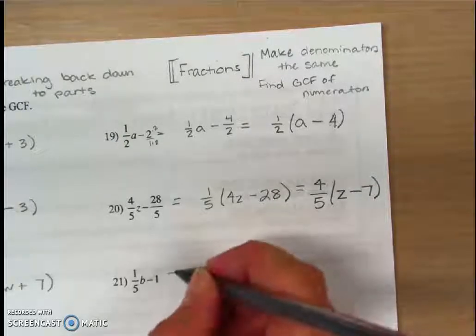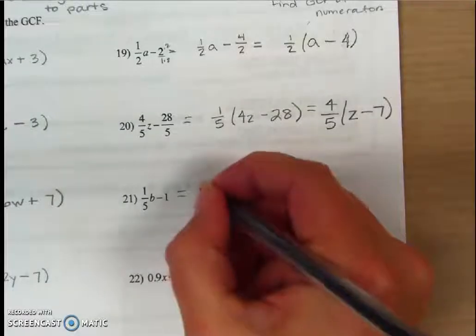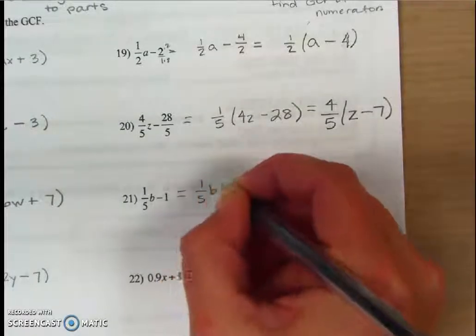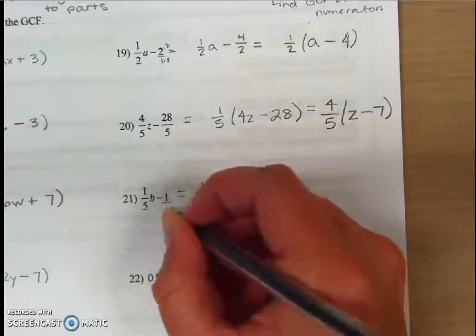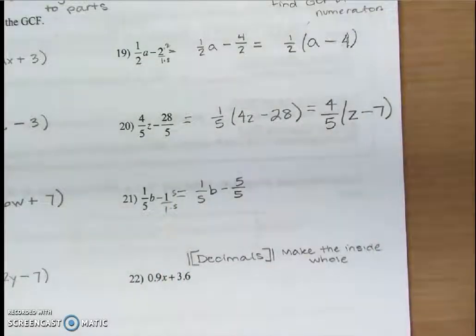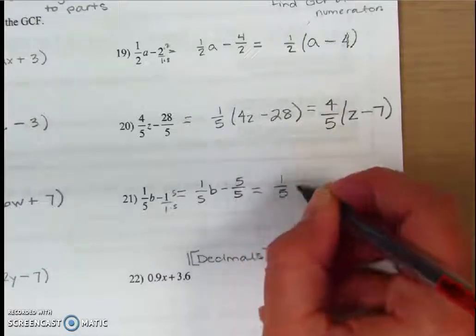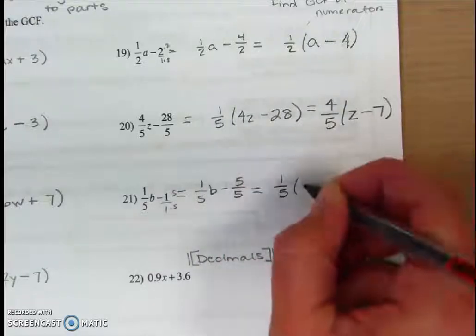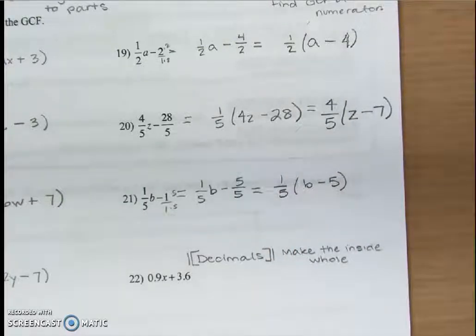Let's try that again. Here's 1/5 b minus 1. So I'm going to make that into 1/5 b minus, well, I want it to be out of 5s, so 5/5, times 5 times 5. And so that's going to be minus 5/5. Now I can take out that fraction. I'm going to take it out as 1/5, and I'm going to write what was up top. 1b minus 5 is what that would look like afterwards.